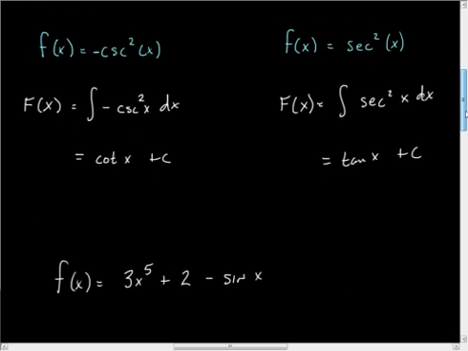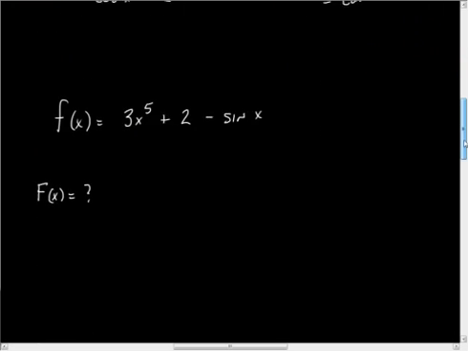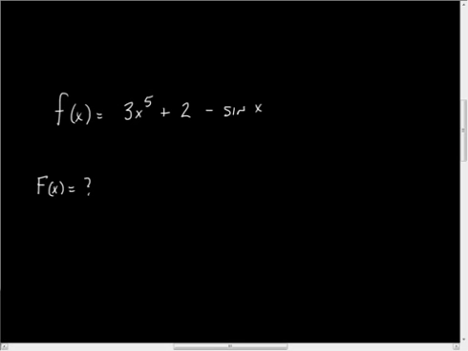All right, now using those newfound skills and values, let's go ahead and take a look at some examples. And if you have not seen the video on the basic integration rules, please take a look at those, because those are going to be necessary for these. All right, so now if we wanted to find the original function or the antiderivative of our given function here, then we want to say f of x is equal to the integral of 3x to the fifth plus 2 minus sine of x dx.